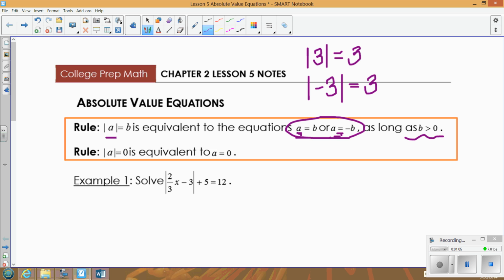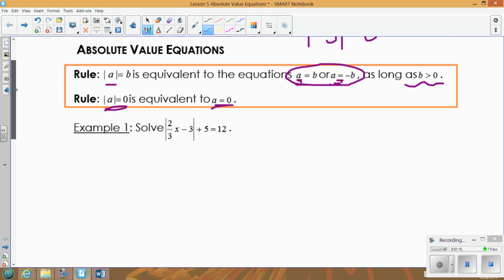Another rule is if you have an absolute value set equal to 0, you can really just drop the bars and say that just equals 0, because there's no plus or minus when you're equal to 0. So let's look at some examples.